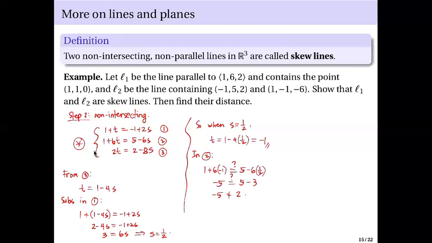So this system has no solution, and therefore L1 and L2 are not intersecting. So this gives us star has no solution. This tells us L1 and L2 are non-intersecting. Okay? Question?